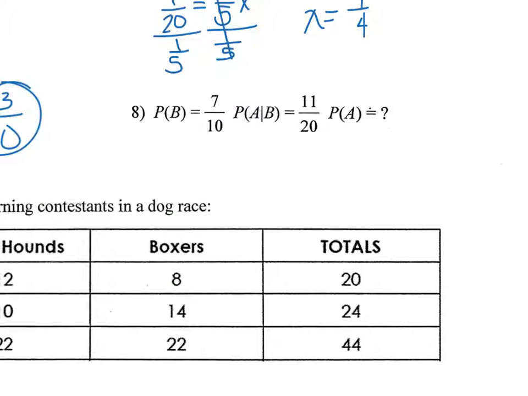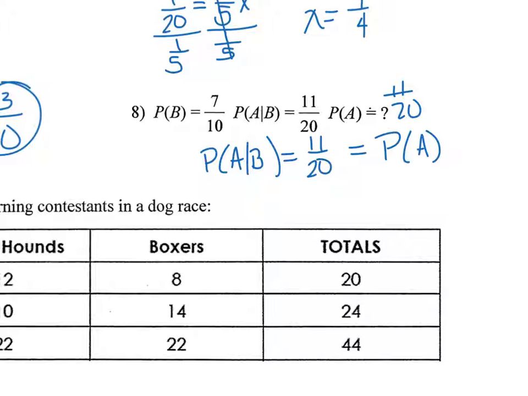And then this one here, so what do you think this guy's answer is? Okay, so that's an excessive amount of writing for what just happened. Probability of A given B is 11 over 20, so the first one is A, so that should be equal to the probability of A. So it should be 11 over 20. That only works because these guys are independent.